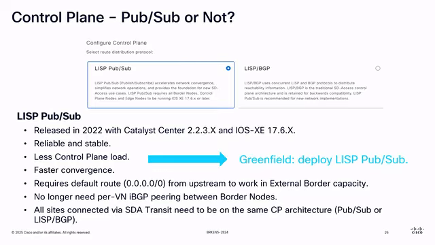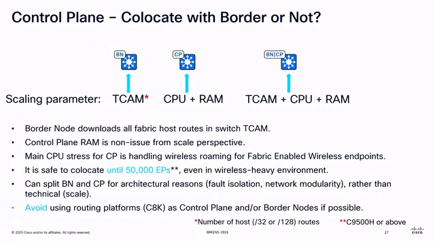OK. The next common question is, once you enable the control plane role on the switch, can you collocate the control plane with the border? Commonly asked question. But before I answer, let's look at the resources, or scaling parameters. Border downloads all endpoint information and stores it in TCAM, as a host route. Control plane stores it in RAM, in CPU. So these two things are not competing with each other. Can you collocate? Of course you can. And in fact, that's a more preferred approach, unless you're hitting some scaling problems.